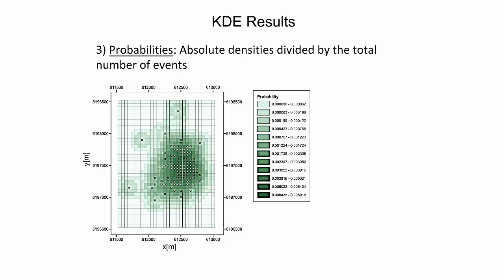The third way to provide grid values is as probabilities. Probabilities are computed as absolute densities divided by the total number of events in the study area. In such a map, a grid value shows which proportion of all events is located in a specific cell. The legend shows that cells with the highest event density contain about 0.8% of all events in the study area. With this method, the sum of the values across all cells equals 1. This can be seen by the summary statistics of cell values to the right.